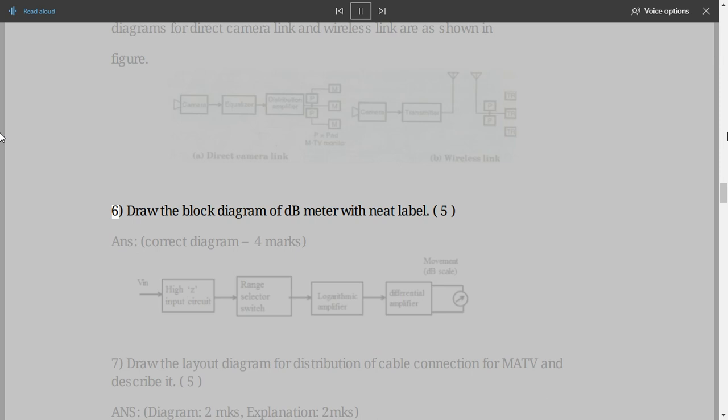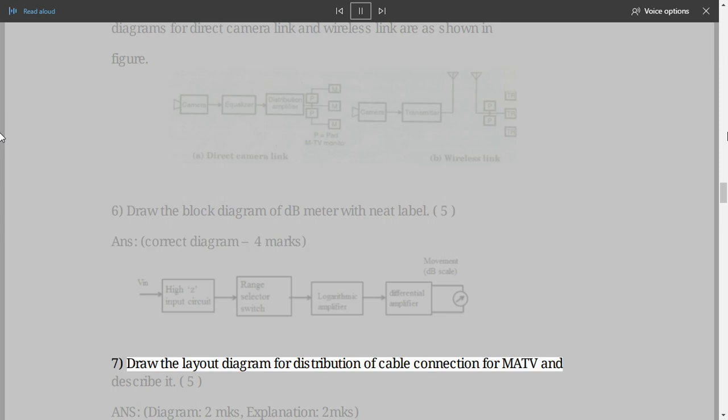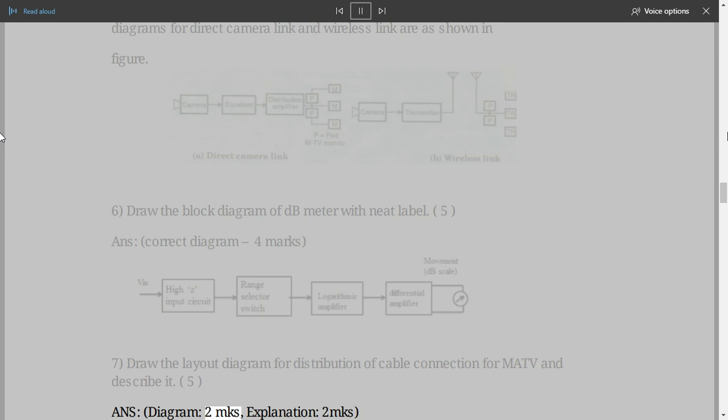6. Draw the block diagram of emitter with neat label. 5. Answer: correct diagram, 4 marks. 7. Draw the layout diagram for distribution of cable connection for MATV and describe it. 5. Answer: diagram, 2 marks, explanation, 2 marks.